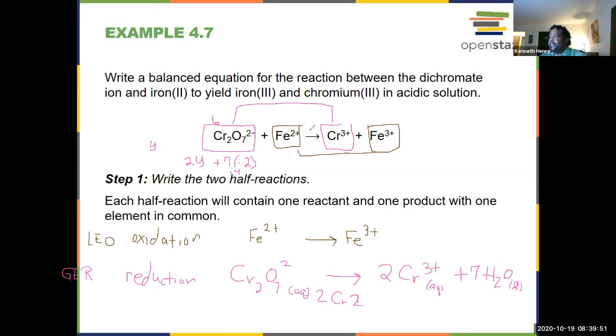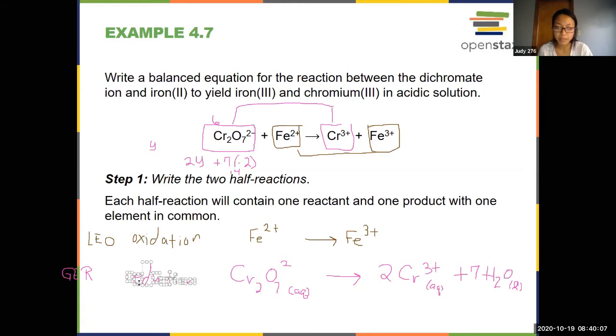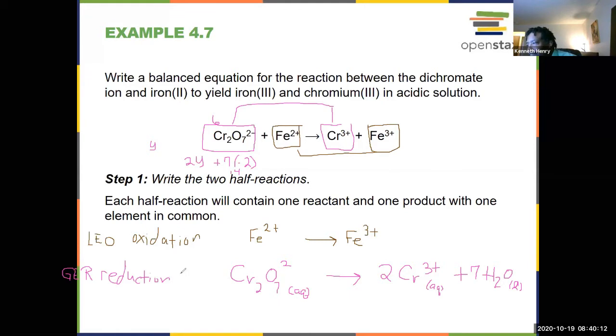Okay, so now I got 7 waters. So what do I need to add to the other side to balance out all of those hydrogens that I got now? H pluses. Okay. How many H pluses do I need to add, you said? You now have 14 hydrogen from the 7 waters. So you would add 14 on the left side. Okay, so I have 14 H pluses added.